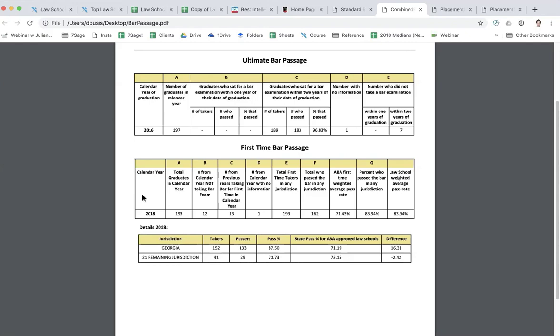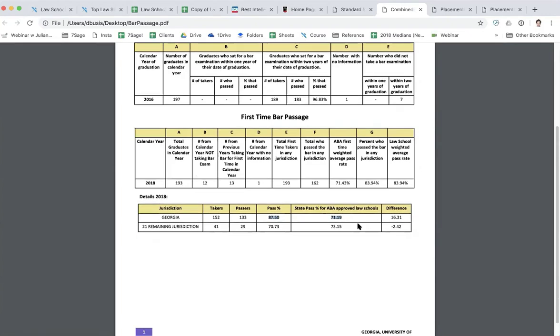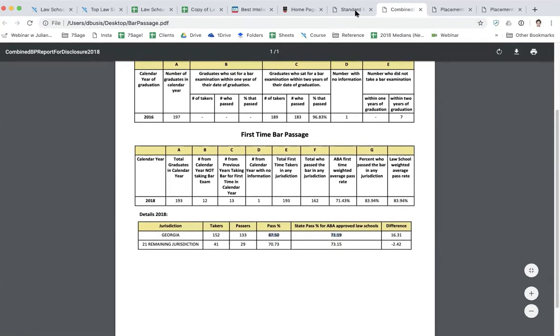When I was working at the law school, the registrar always dealt with this information. So I'm looking at the very bottom box where it says Georgia. The school's passage rate versus the state's passage rate. I think that's pretty important, that the school would want to be well above the state number. And then you want to compare it to what it was in previous years. So we'd have to go back, right?